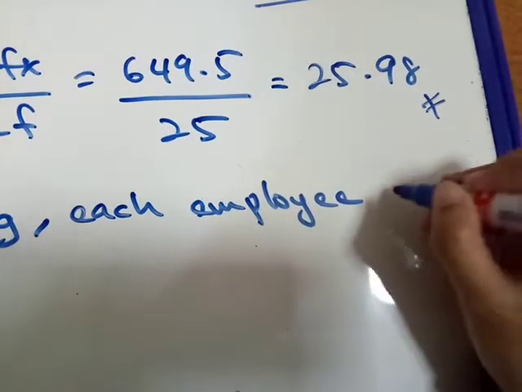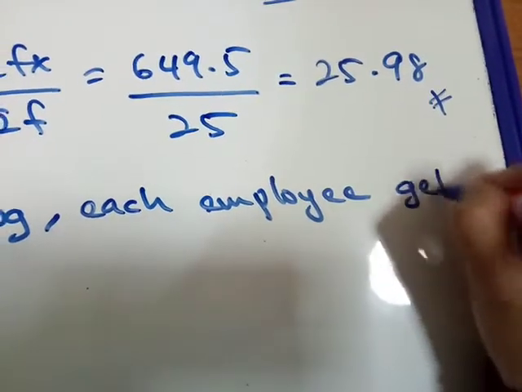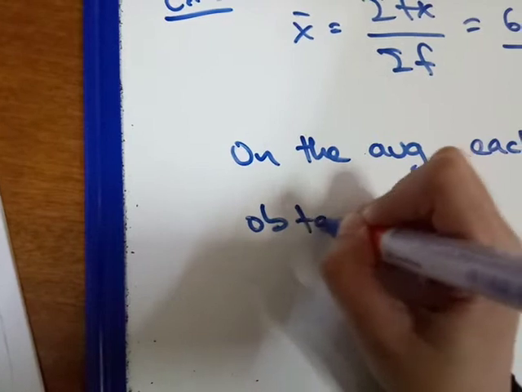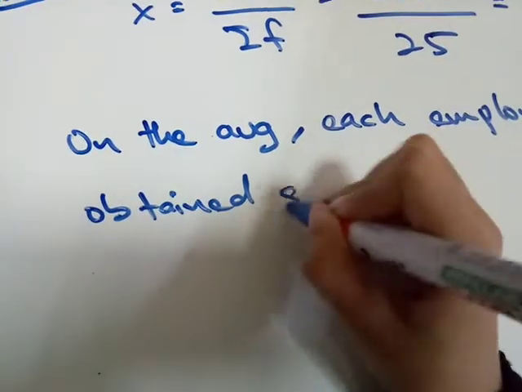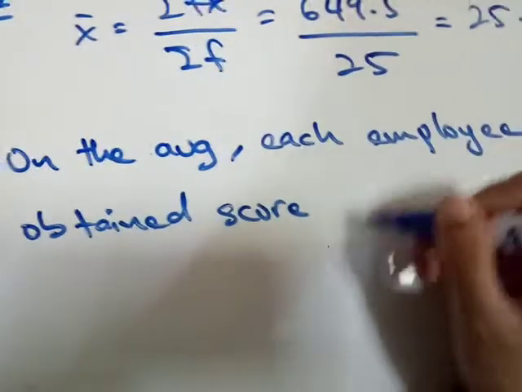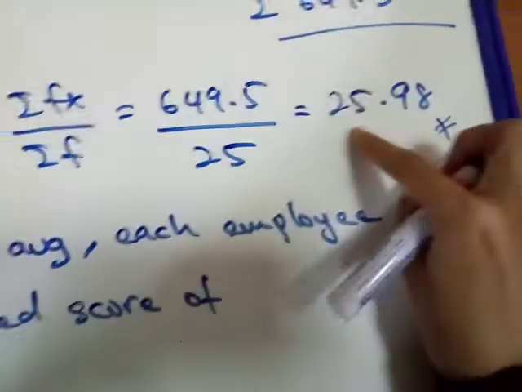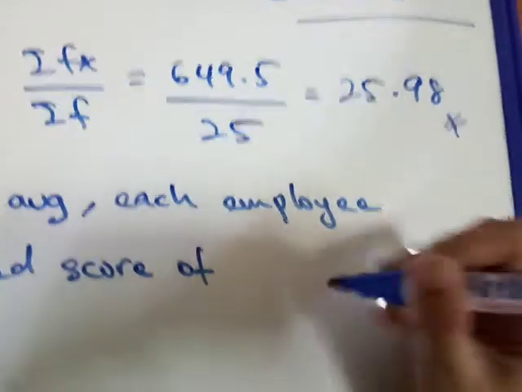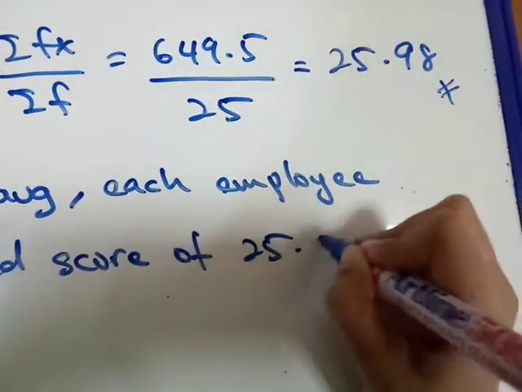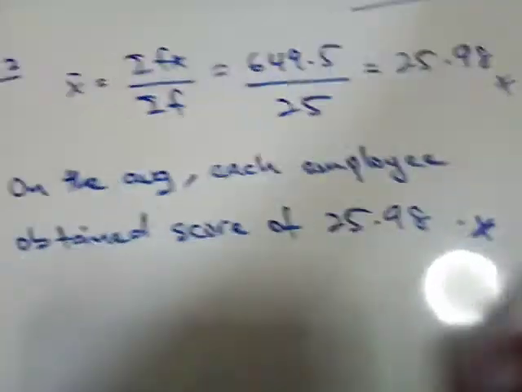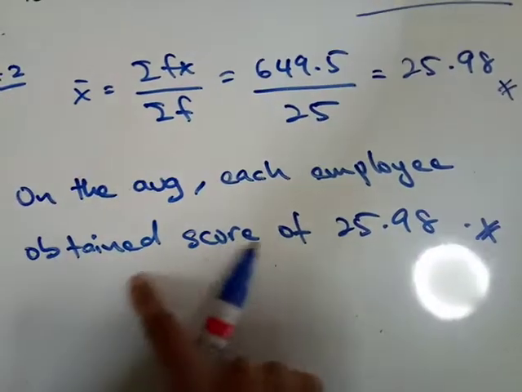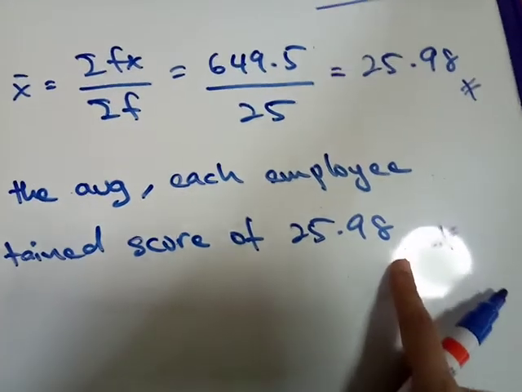get a score, obtain score. Okay, ikut ayat awak apa yang suitable. Obtain score of apa yang awak dapat kat sini, 25.98. So 25.98. Okay, on the average, each employee obtains score of 25.98.